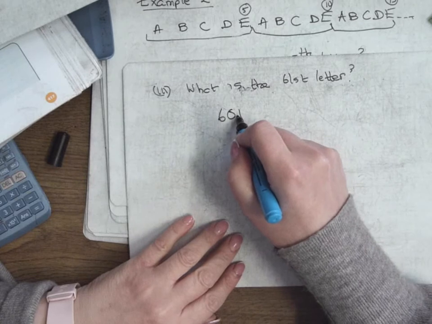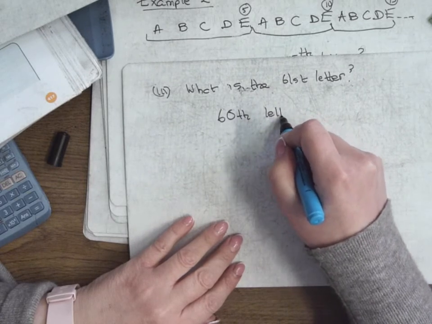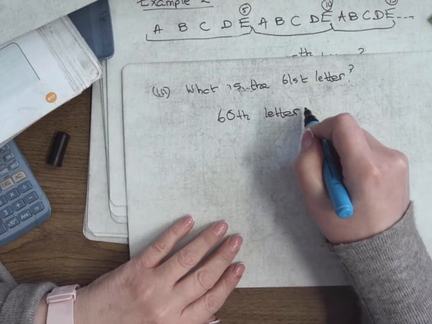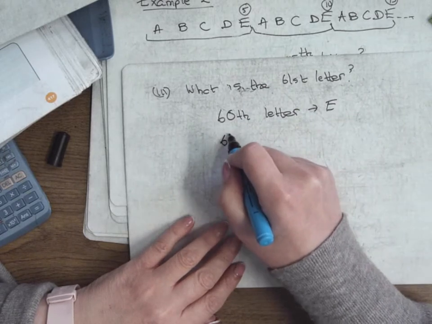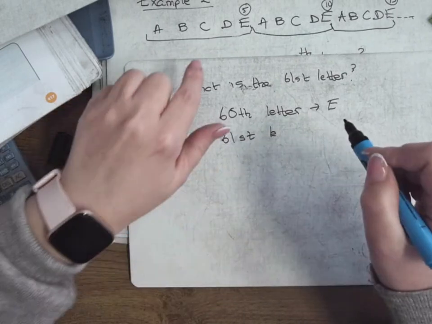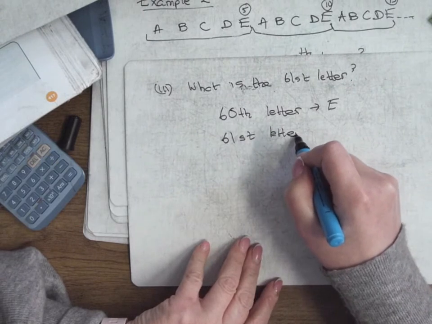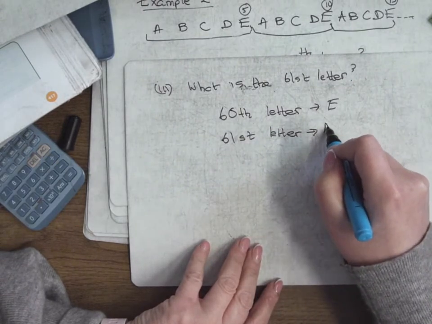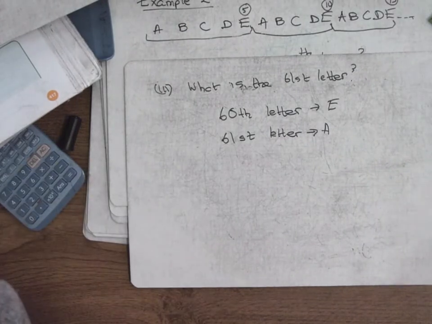So 60. Right, so what's the 60th letter? It's an E. All the multiples of 5 are E's, aren't they? So what's the 61st letter straight after it? It's an A. Because after an E comes an A. Does everyone see how I've done it? Right, okay. I might do one more.